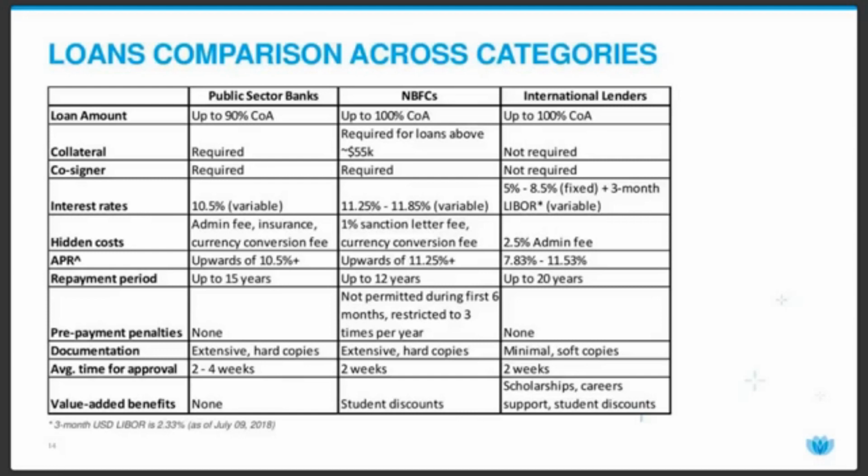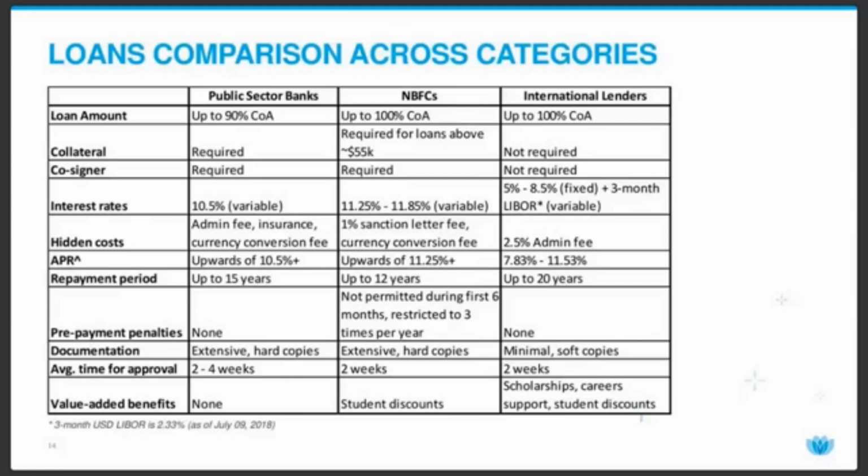With international lenders, this is actually a Prodigy Finance example. The fixed rate is between 5 and 8.5%. This depends on the program and the school you're applying to, as well as, of course, your own profile. About 50 parameters are taken into consideration to customize the rate for every individual and school you're applying to. And of course, this floats on the 3-month LIBOR, which is variable. So it is a variable rate, just like any other rate that you'd get with any other lender.